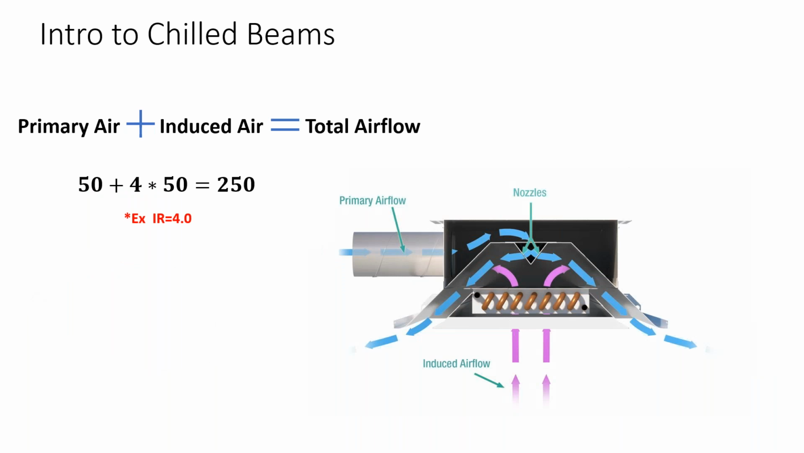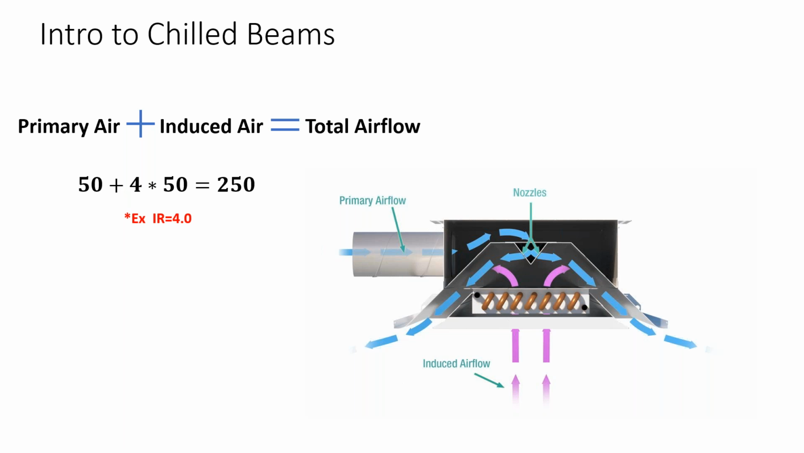Okay, so how does it work? If we peel back the curtain, how exactly is it achieving the same amount of conditioning to the space with much less airflow? The unit basically operates on induction, and the equation here shows that our total airflow is a combination of the primary air added to the induced airflow component. In this example, the IR, or induction ratio, is 4.0. So we have 4 parts of induced air from the room to every 1 part of outside air.